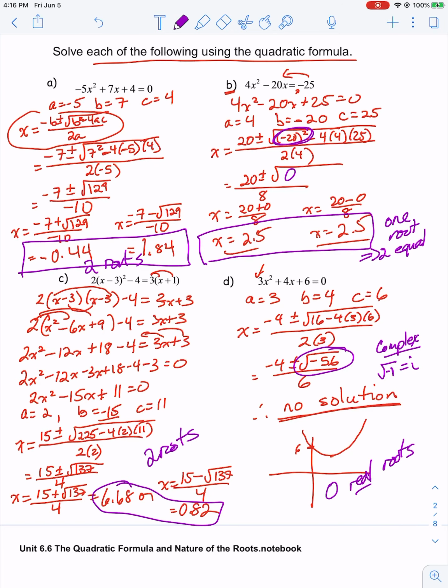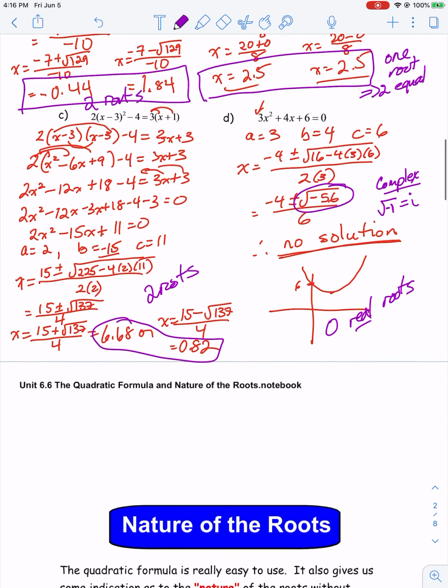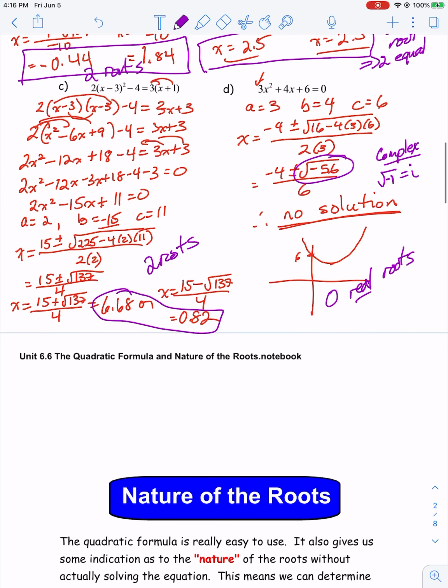Okay? I'm going to stop there, and I'm going to do the nature of the roots in the next lesson. I kind of cheated here. I got 2 lessons in one. I want to get through this stuff because it's really, really important for grade 11 and grade 12.